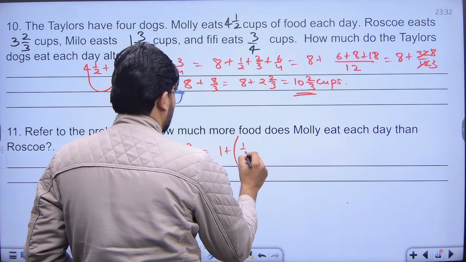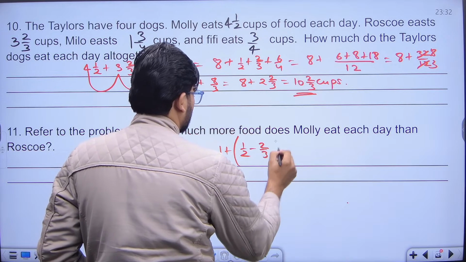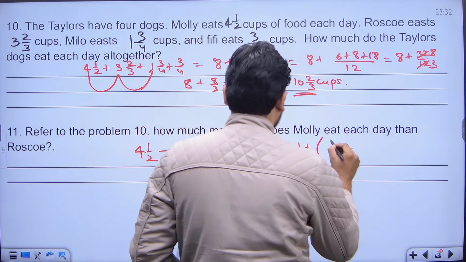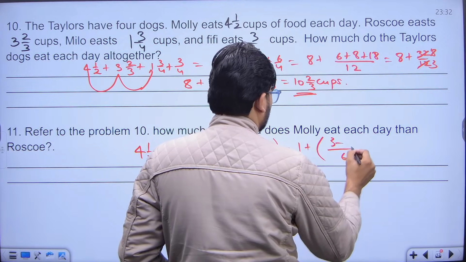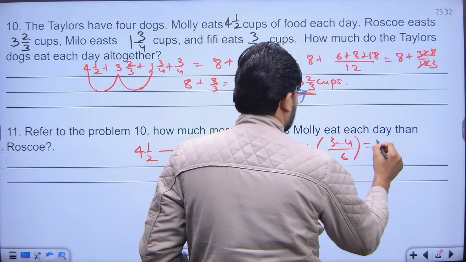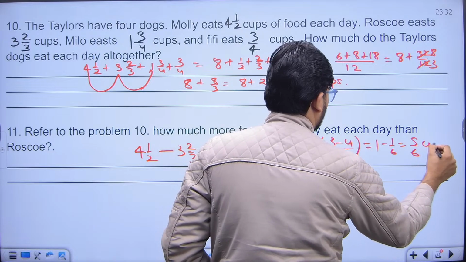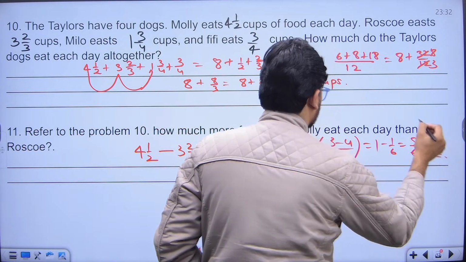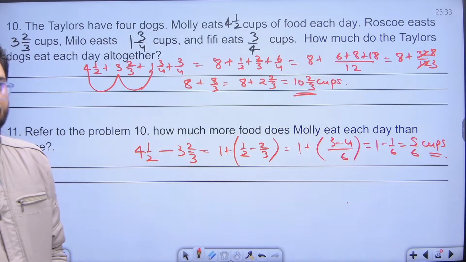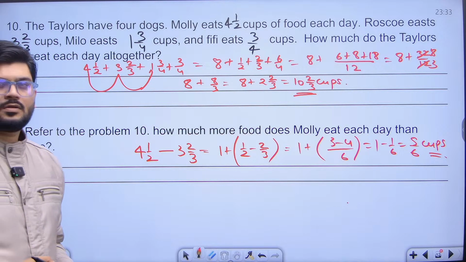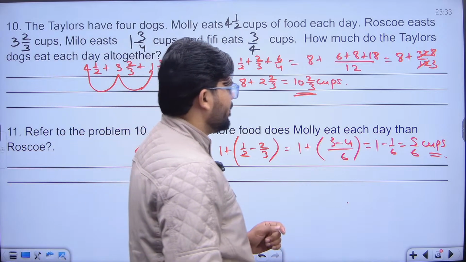Plus 1/2 minus 2/3. So the LCM is going to be 6. So 3 minus 4 over 6. So 1 minus 1/6, that means 5/6 cups more. Okay, 5/6.